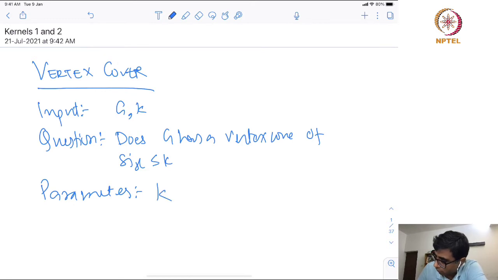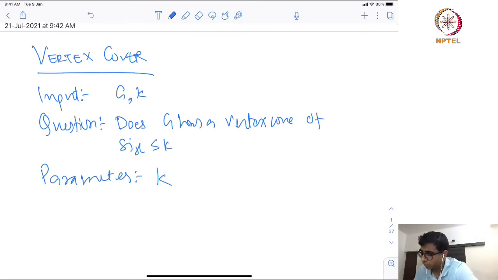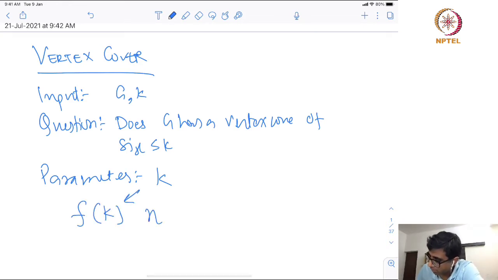and the question was, does G have a vertex cover of size at most k, and our parameter was k. So basically all we are trying to do is to design an algorithm where the running time dependence is only on my parameter, and the dependence on the input size is just polynomial. That's all that we should care about from now onwards.